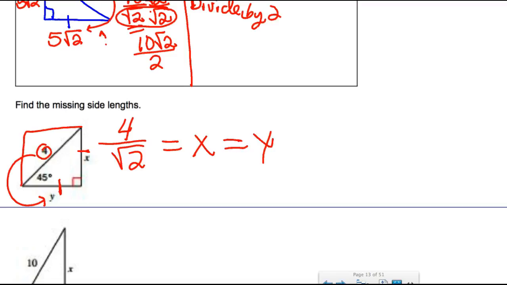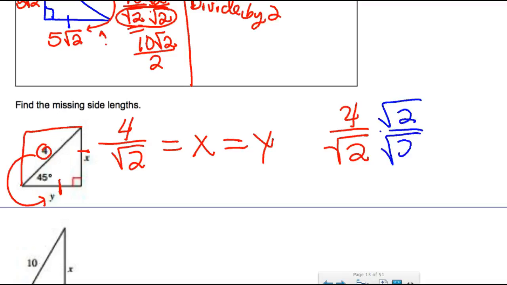Now, 4 divided by root 2 technically is considered bad grammar in math. You're supposed to do what we call get the root off the bottom, or rationalize the denominator. To do that, you multiply the top and the bottom by the root on the bottom. This is technically 1, so you're not changing the value. Anything over itself is 1. So that blue fraction is really 1. So I'm not changing the value of my fraction. I'm just giving it a facelift.